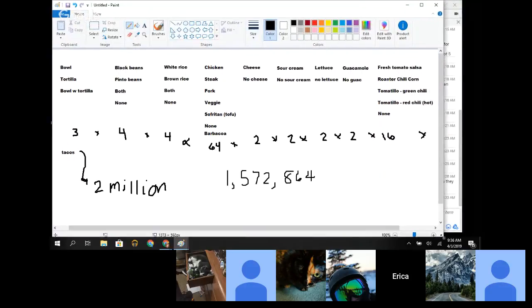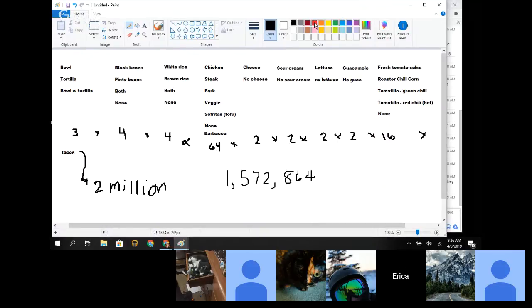And so, what they did is they looked at everything that we have. So, what could you actually, I guess, order? Okay. So, you could get a bowl, you could get a tortilla, you could get black beans, pinto beans, white rice, brown rice, chicken, steak, pork, veggie, sofritas and barbacoa, cheese, sour cream, lettuce, guacamole, tomato salsa, roasted corn, chili, and hot chili, and down at the end we could get queso.